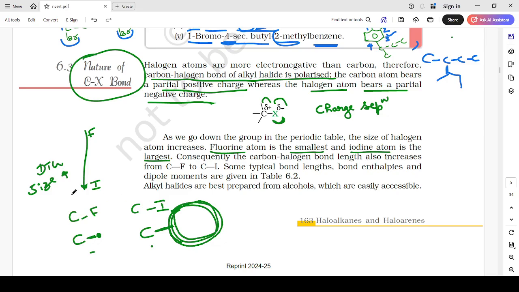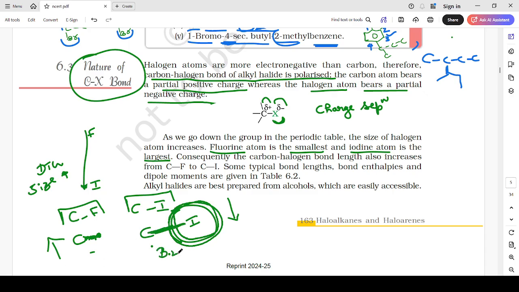Why are we discussing this? We are discussing the nature of the C-X bond here. When I am comparing carbon and fluorine with carbon and iodine, fluorine is small, so the inter-electronic interaction between them is very strong. But between carbon and iodine, the inter-electronic attraction is very less because of their size. If the attraction is very less, definitely they can be distant away.